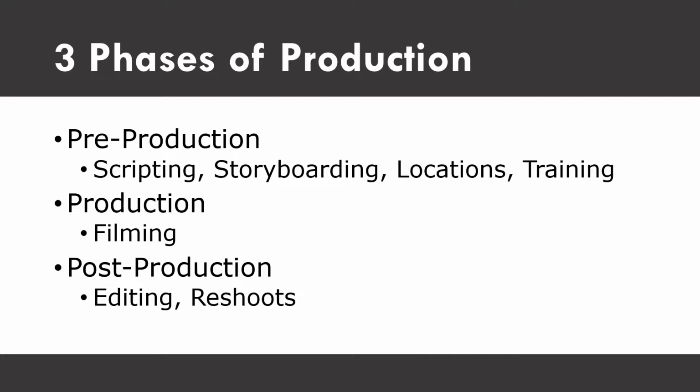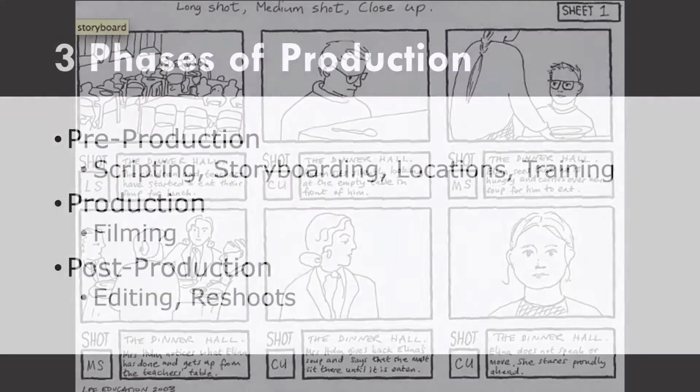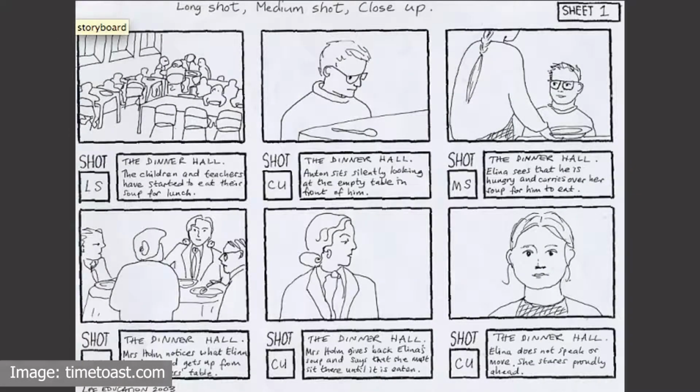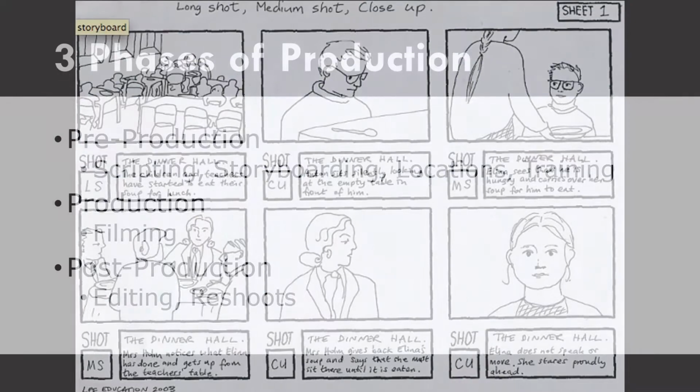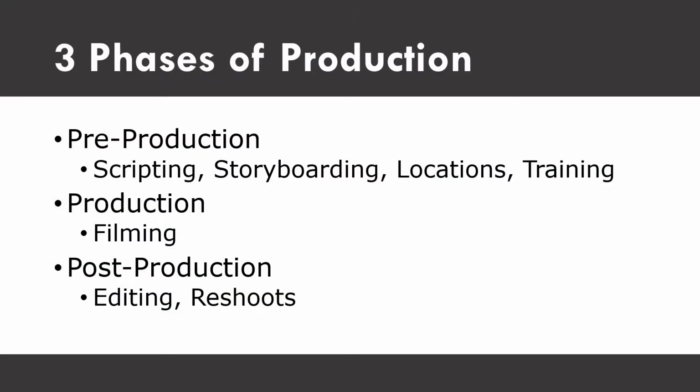There's a pre-production phase where you'll do things like script, you might outline, you might do some storyboarding to get a sense of what your shots are going to look like. You'll want to set up locations and any technical training that you'll need in order to make this video.